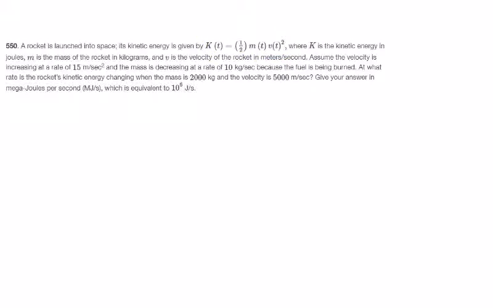And notice how K, kinetic energy, is a function of t, m, mass, is a function of t, and v, velocity, is a function of t, right? And so we can rewrite this like this. And you've probably seen this formula for kinetic energy in physics before.